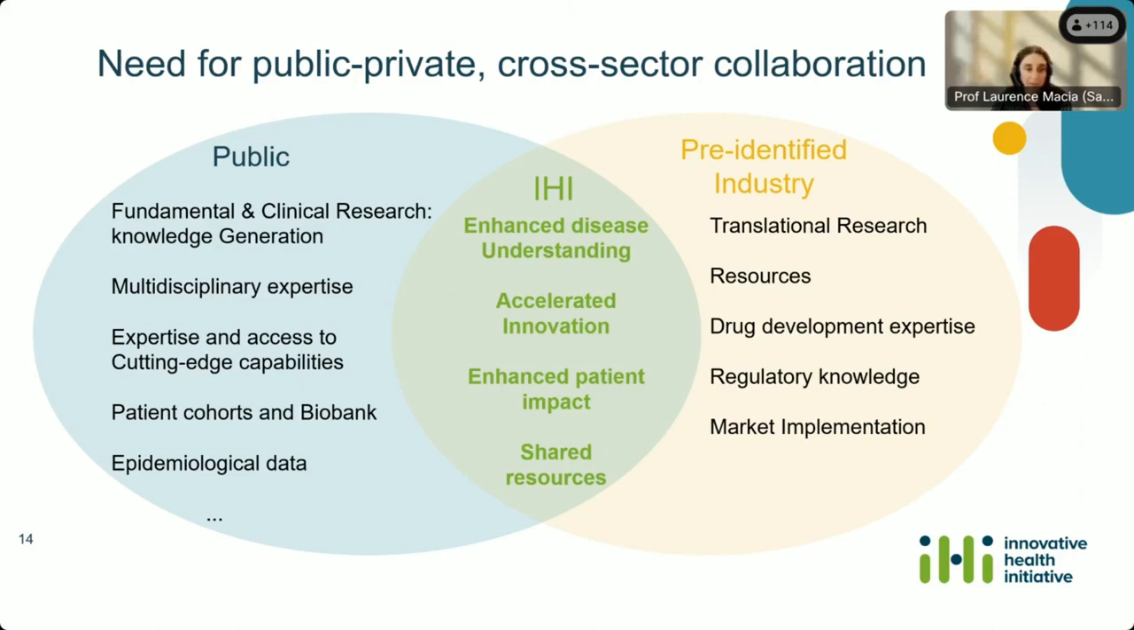We need to have access to cutting-edge capabilities. In R&D, we do have access to capabilities which are fit for purpose. But in this context, we need very high-tech technology like spatial transcriptomics, for instance, if we want to understand the pathway. We really think it's by working with the public sector that we are going to have access to those technologies. You may also have access to patient cohorts, biobanks, and epidemiological data.